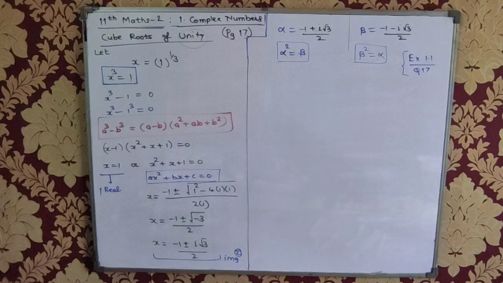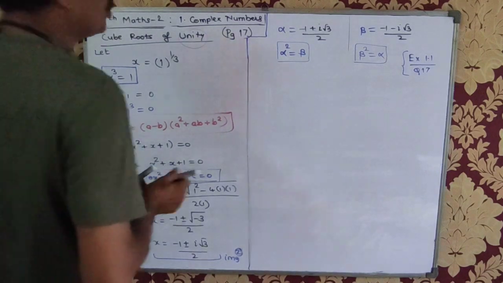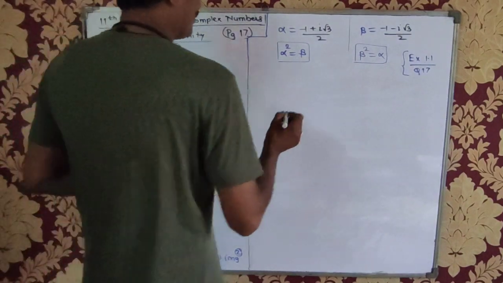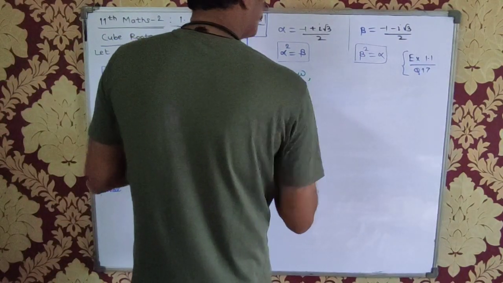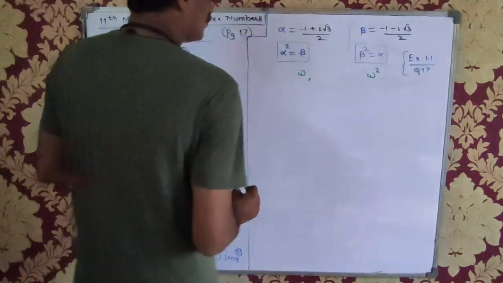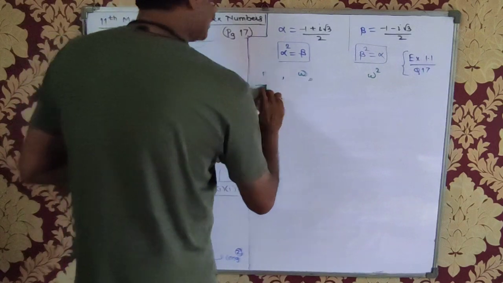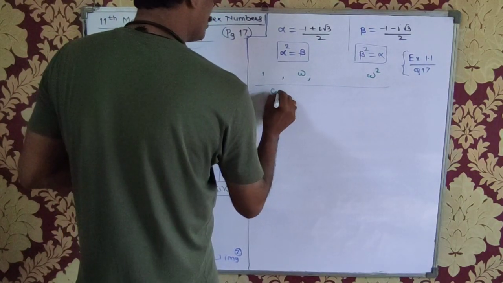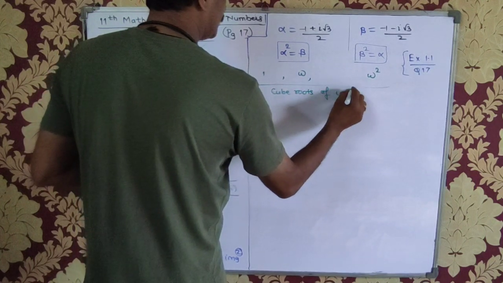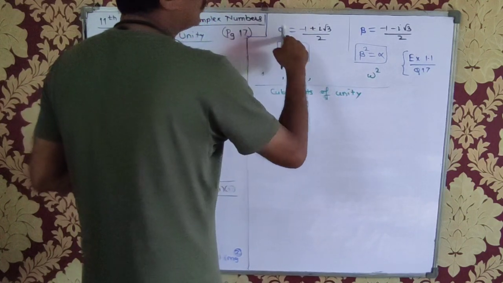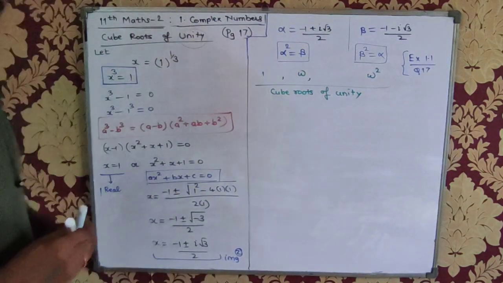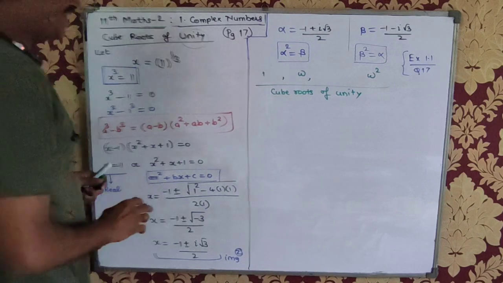Okay. Coming back to it. If I call one root omega, instead of calling it alpha and beta, if one root is omega, then what does the other root become? Omega square. Right? So 1, omega and omega square, these are the cube roots of unity. These are called the cube roots of unity. If I call this omega, then this will be omega square. Is this okay?